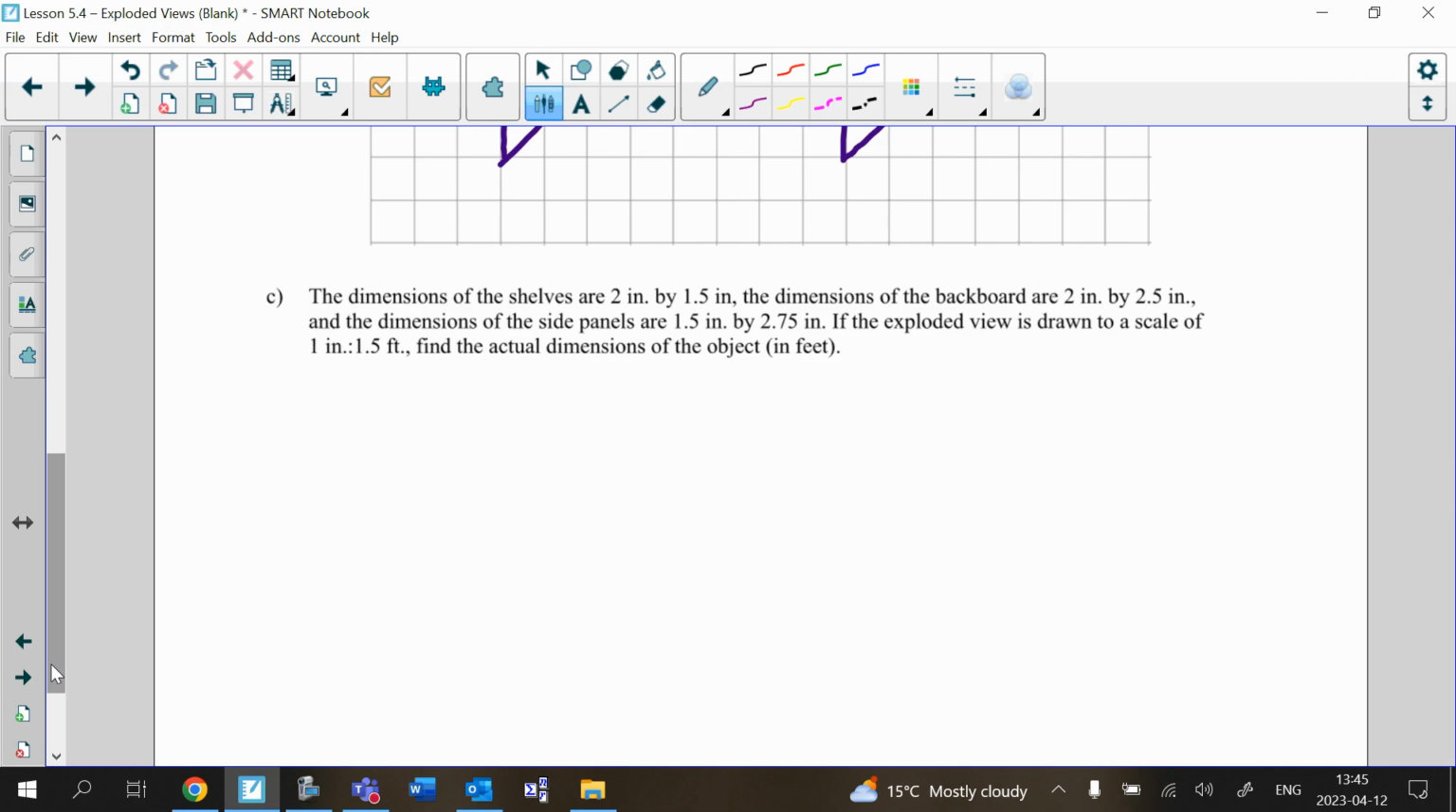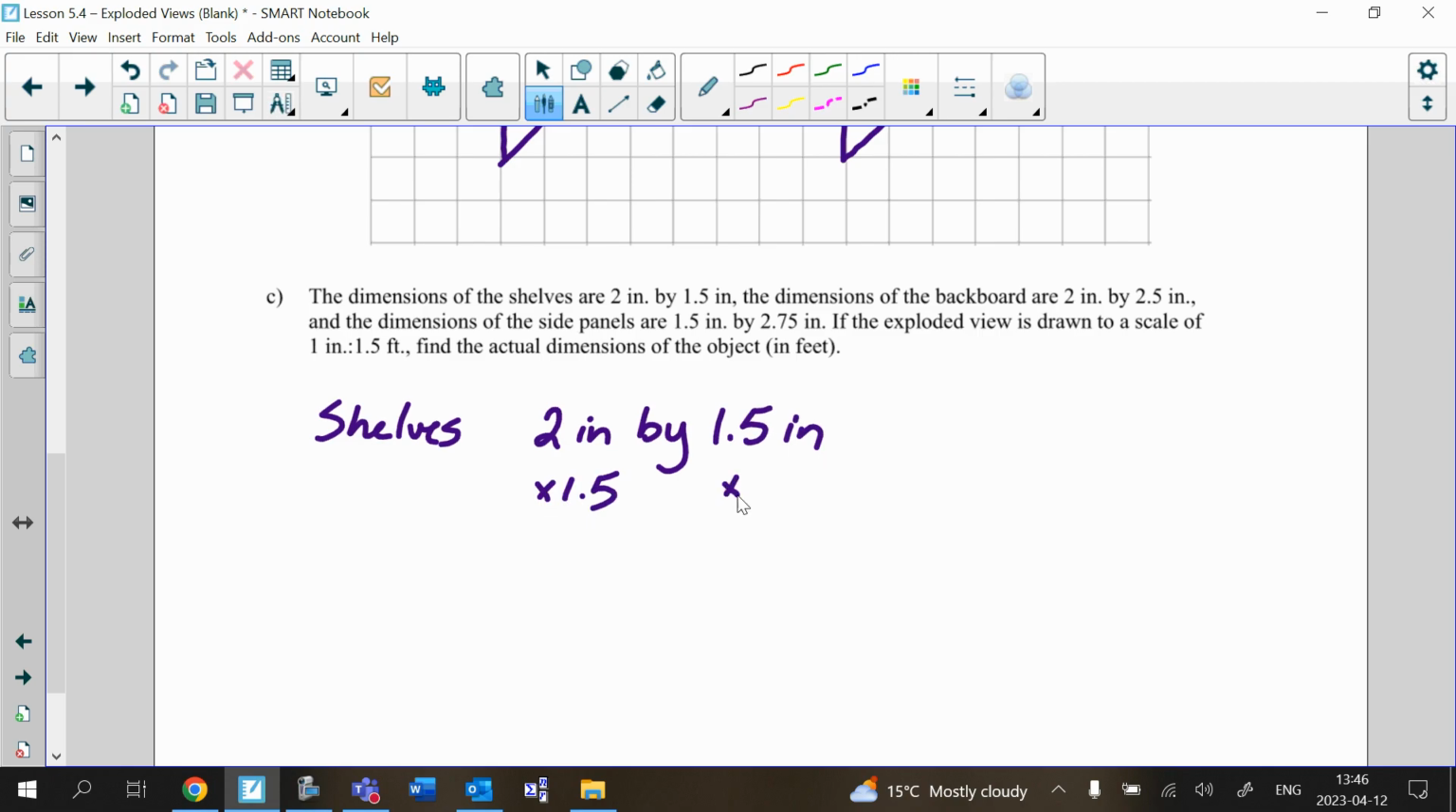So for the shelves, the original is 2 inches by 1.5 inches. To find the actual, I take each one of them and multiply by 1.5. So I get 3 feet by 2.25 feet when you do your calculations. So those are the actual dimensions of the shelves.